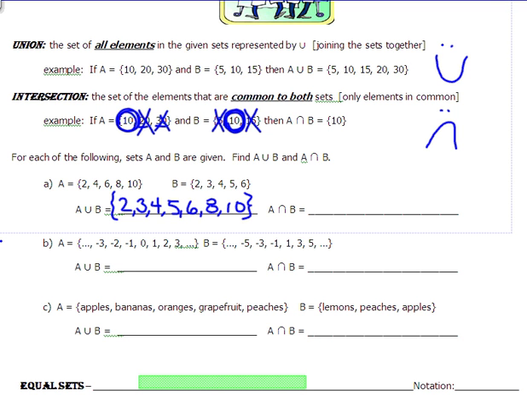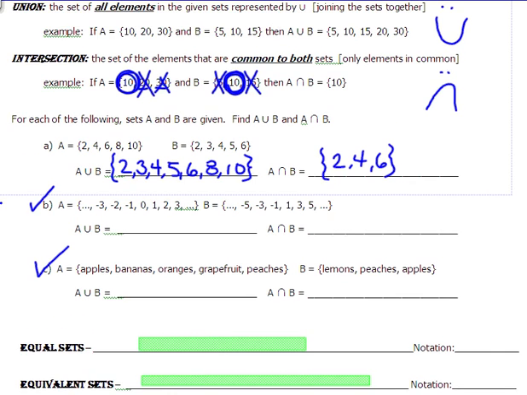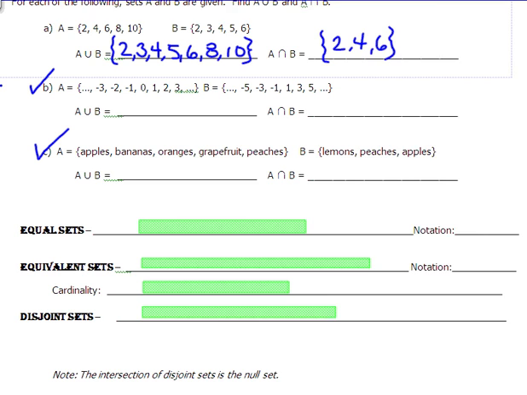The intersection, however, is only going to be the elements that are in both. So as I said, 2 is in both, so that's going to be in the intersection. 4 is in both, that's going to be in the intersection. And 6 is in both, that's going to be in the intersection. The other elements are not common to both. So I'm going to let you take care of B and C there, and we're going to go down and do some of this vocabulary.